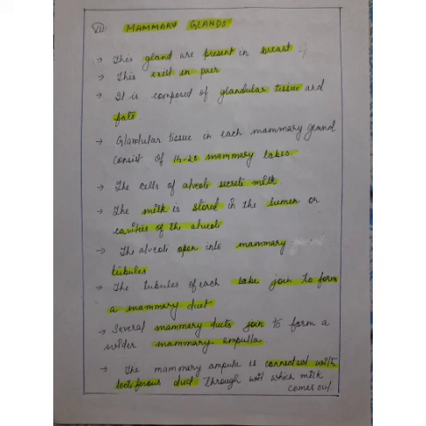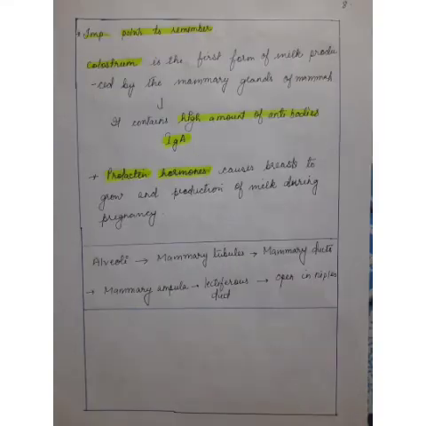So the most important thing that we should remember in this is colostrum. So what is colostrum? It is the first form of milk produced by the mammary gland of mammals. And why is it important? Because it contains a high amount of antibodies, IgA, and the hormone which is responsible is prolactin. This causes the breast to grow and the production of milk during pregnancy.